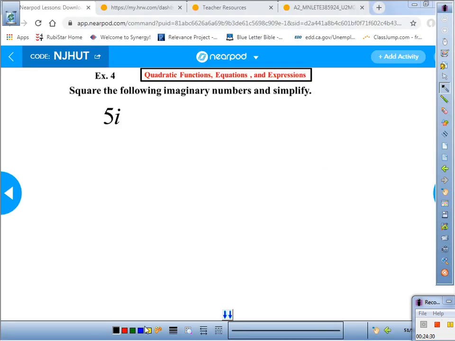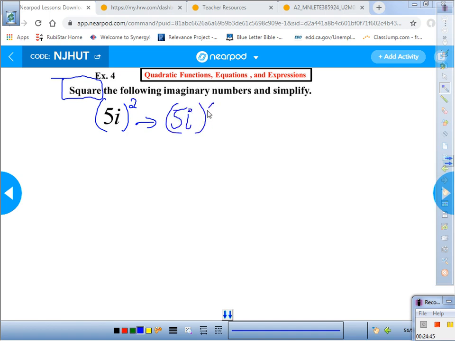It says, square this number. What does that mean? Parentheses to the what? Second power. That is correct. How do we rewrite this? Like this, Mr. Q. 5i times 5i. Oh, Mr. Q, can we just distribute? Right now I want to see the work, because people are going to get confused with the rules of exponents. But right now I just want to see the work.